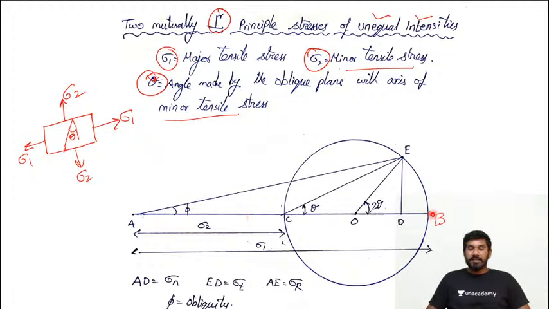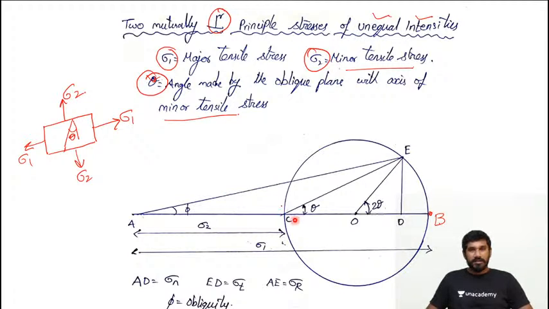And in that AB line, mark a point C, where from A, the C point, AC represents the minor tensile stress value. Here, both are equal, meaning both are like stresses, both are either tensile or both are compressive. That's why we are drawing like this, right? Now, AC represents minor tensile stress.